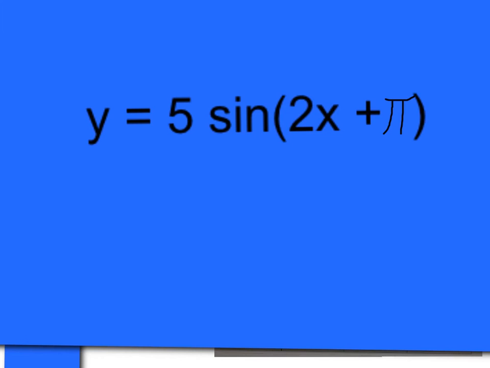So look for the next video where we'll do one a little more complicated with a phase shift. Y equals 5 sine of 2x plus pi.